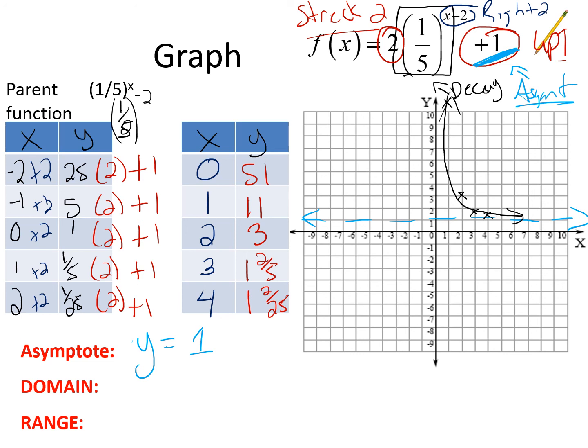Now again, domain, awesome. We can pick whatever we want, so negative infinity to infinity. My range, though, you guys remember, bottom to top. I have my asymptote here at 1, so I'm starting at 1, going to infinity.